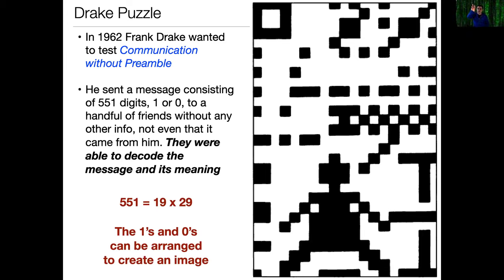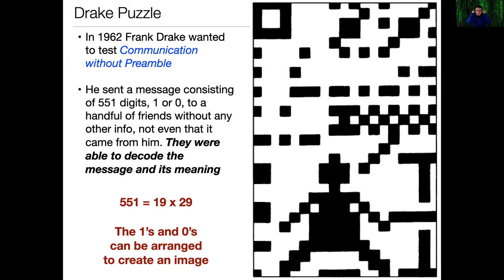If you look near the top, in the upper right, there's a big square surrounded by 8 smaller squares. And right next to it, there's a similar big square surrounded by 6 small squares. That looks a little bit like carbon, 6 electrons, and oxygen, 8 electrons. So this whole message is full of symbolism like that. And Frank sent it to, admittedly, a bunch of his scientific friends, but they all figured it out. This is the model for communication without preamble with a technologically advanced alien civilization.